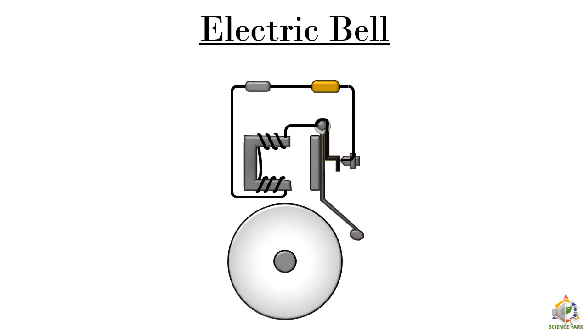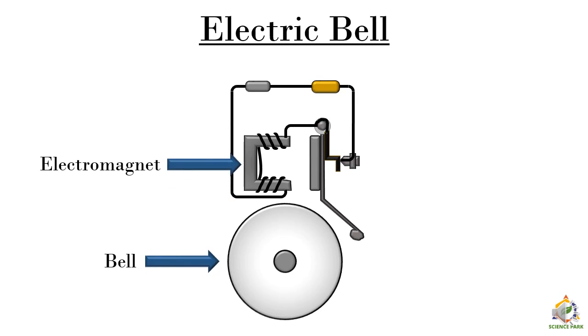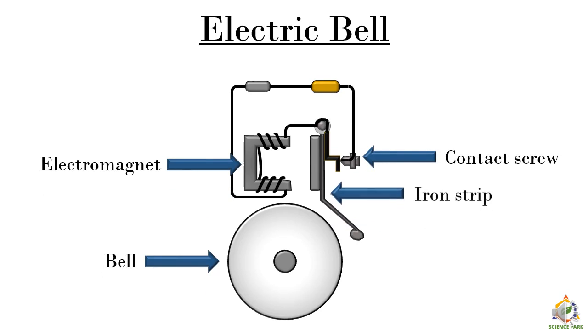So friends, we are going to see the functioning of electric bell. Before that, let's see what are the parts in it. Here we have a bell, then we have an electromagnet, a contact screw, iron strip, and a striker which hits the bell.